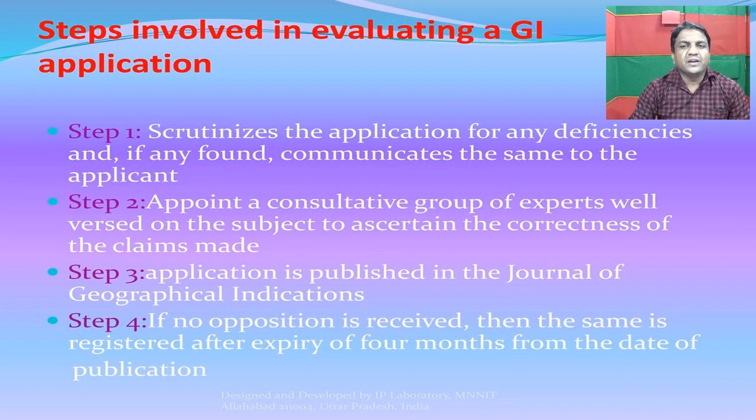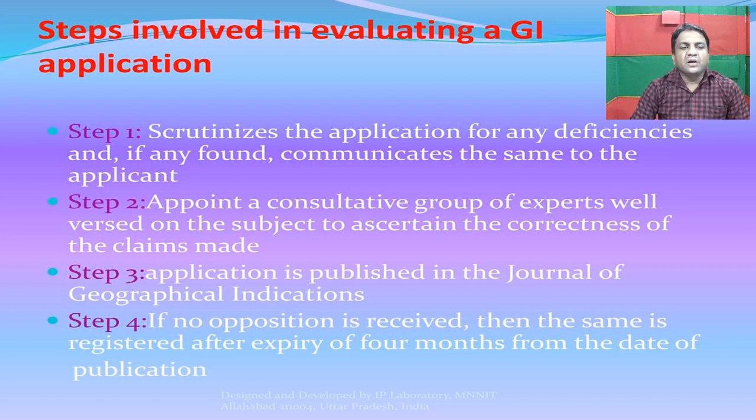Steps involved in evaluating a GI application. There are basically 4 steps. Step number one: scrutinize the application for any deficiencies and, if any are found, communicate the same to the applicants. After receiving the application, it is scrutinized so that any deficiencies are found and communicated to the applicants.